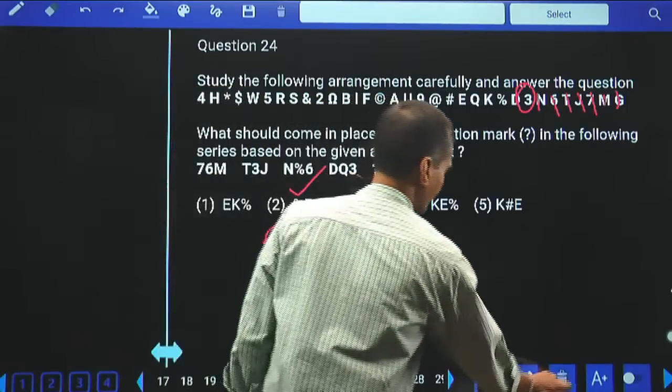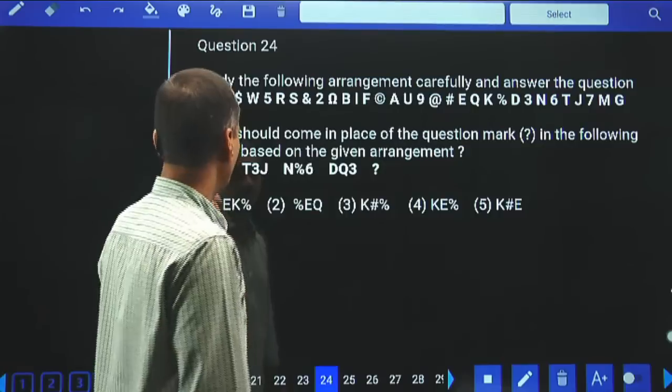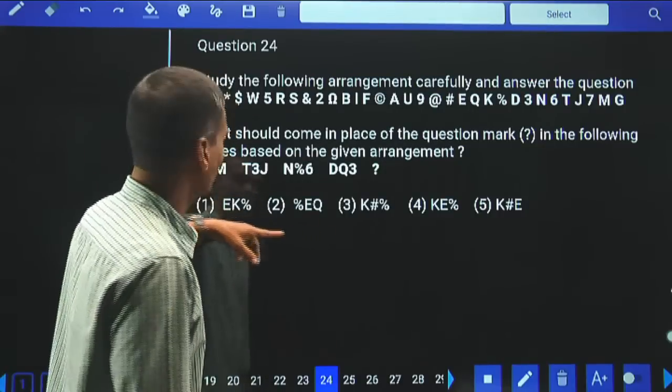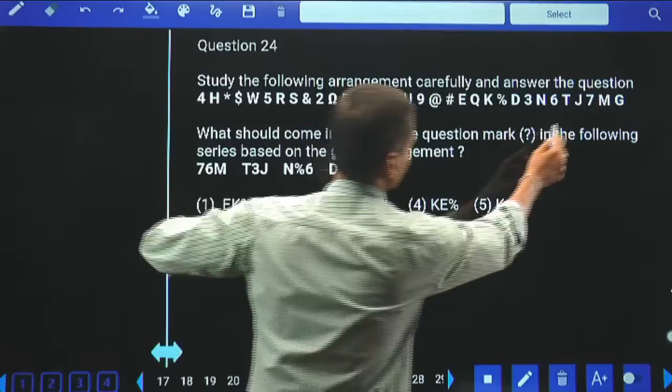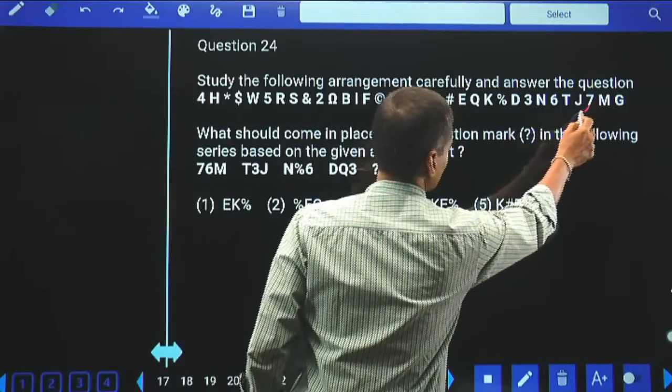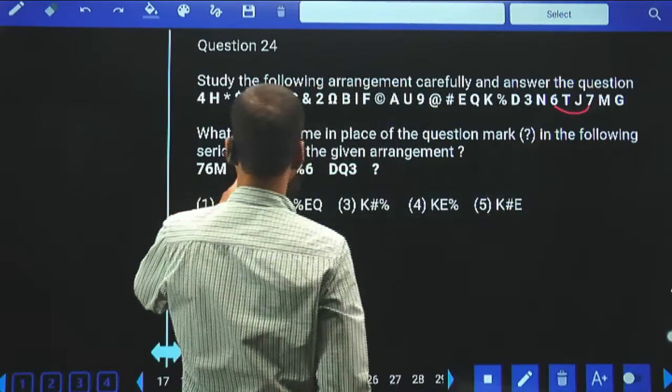Then 24. Now in this 24, what should be the next term? Isn't it? What should be the next term? 7, 6. Where is 7 here? 7 to 6. Always check out the first element. 7 and t.